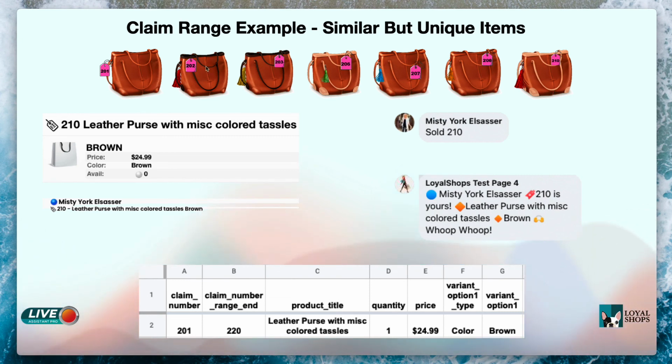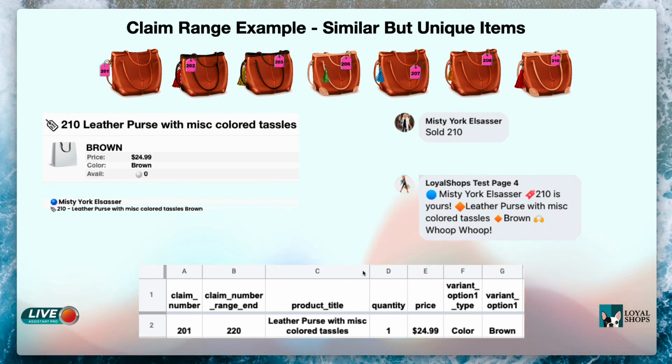So here's what we do. Claim numbers 201 right here up to 220 are leather purse with miscellaneous colored tassels. I've got one each of each claim number, so it'll give us like 19, I think. Price of $24.99. The variant type is color, and the color is brown or tan or whatever color they are.